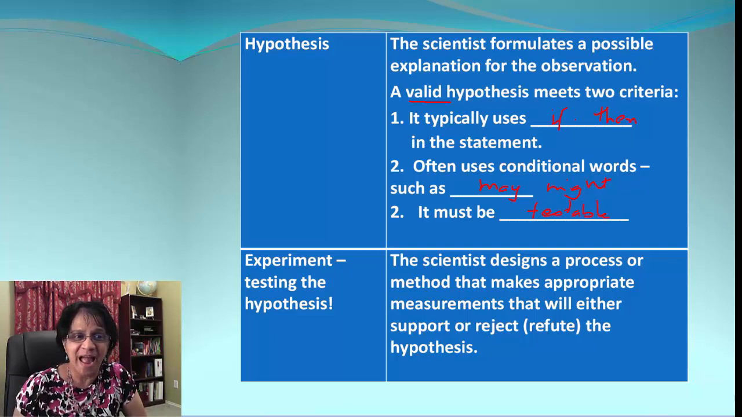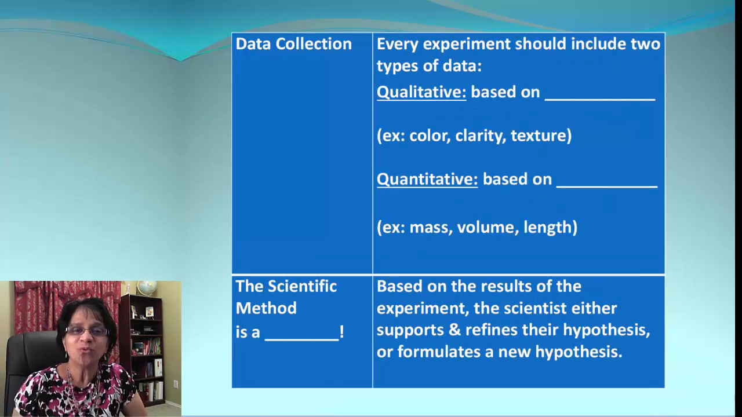Then the experiment, the actual process. Designing the process takes a couple of steps, and the scientist has to take proper measures and then collect the data in order to support or refute the hypothesis. Once the experiment is complete, the scientist moves towards data collection.